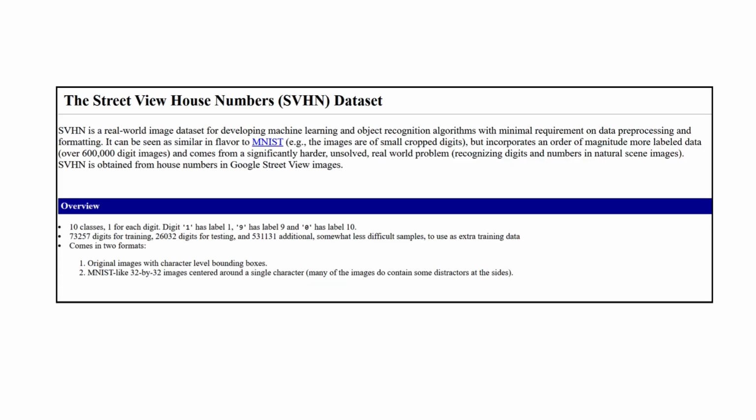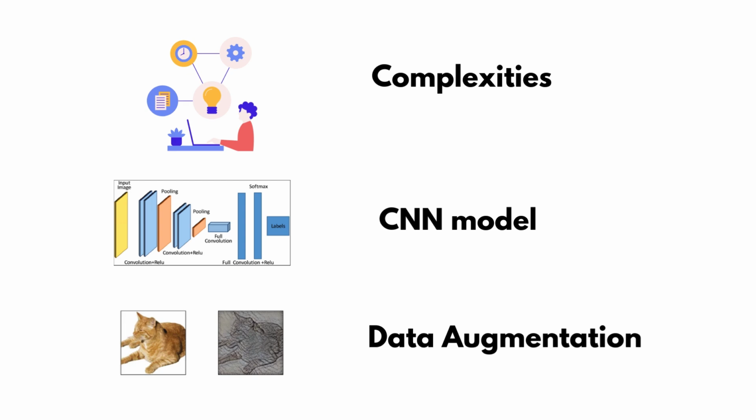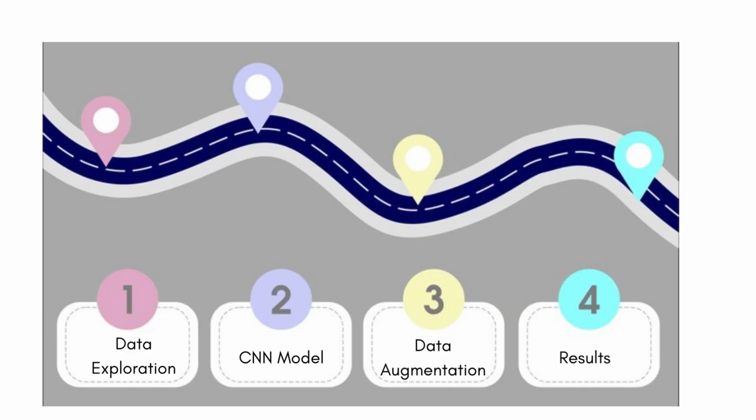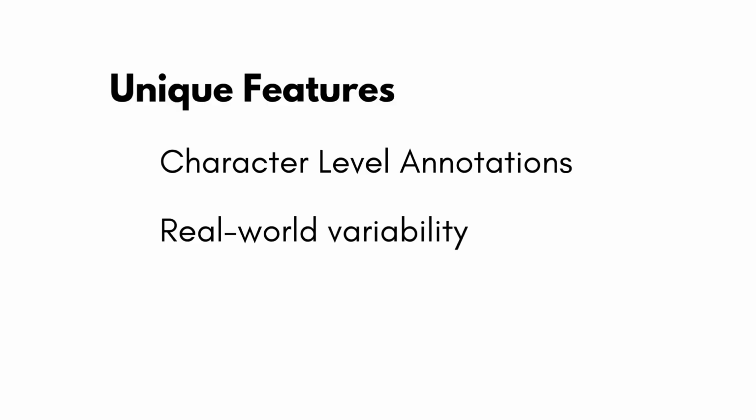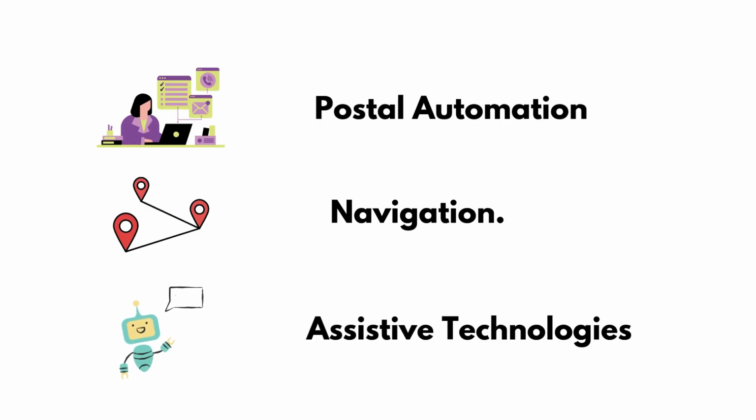To wrap things up, working with the SVHN dataset has been both challenging and rewarding. From exploring its complexities and building a solid CNN model to enhancing its performance with data augmentation, this journey showcases how AI can tackle real-world challenges. The dataset's unique features like character-level annotations and real-world variability make it an excellent resource for advancing computer vision. By taking on these challenges, we are paving the way for practical applications in postal automation, navigation, and even assistive technology.